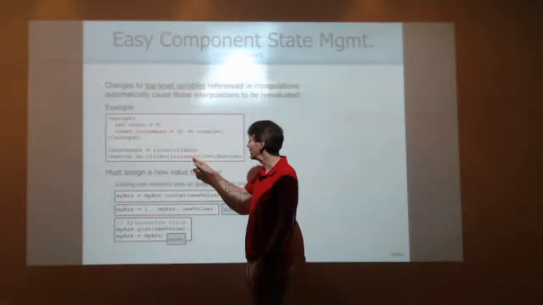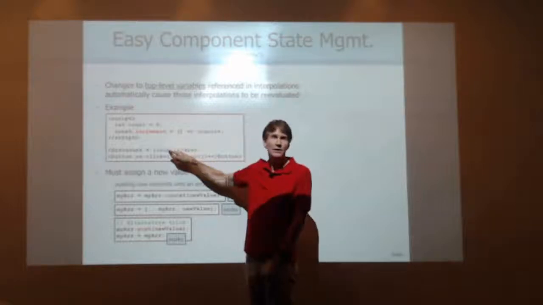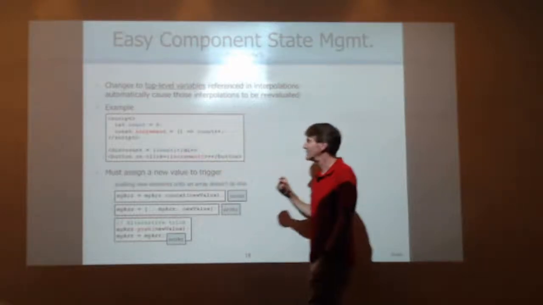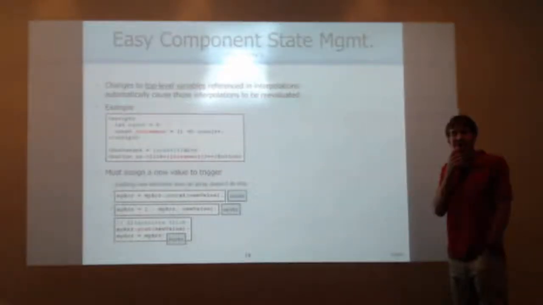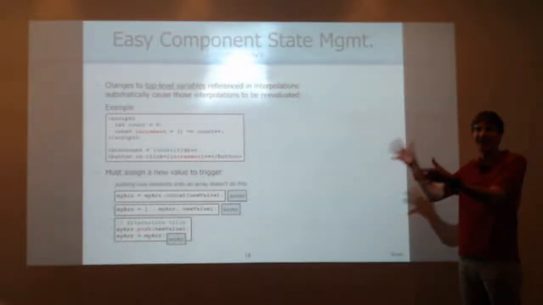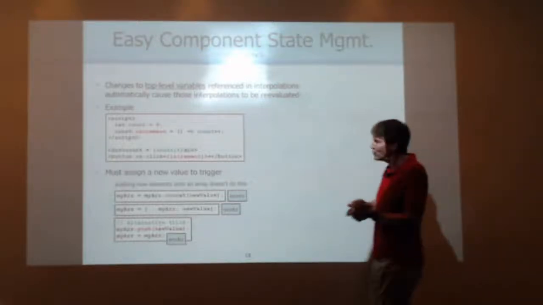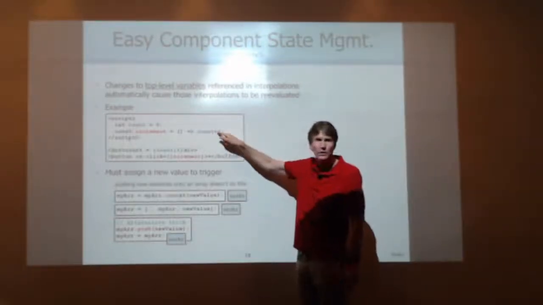Because if I call this, it'll bump up the count. That's my state, so this is going to re-render. I can't conceive of how this could get any simpler. I think we're done simplifying because there's nothing left to remove. So you do have to assign a new value to trigger that.